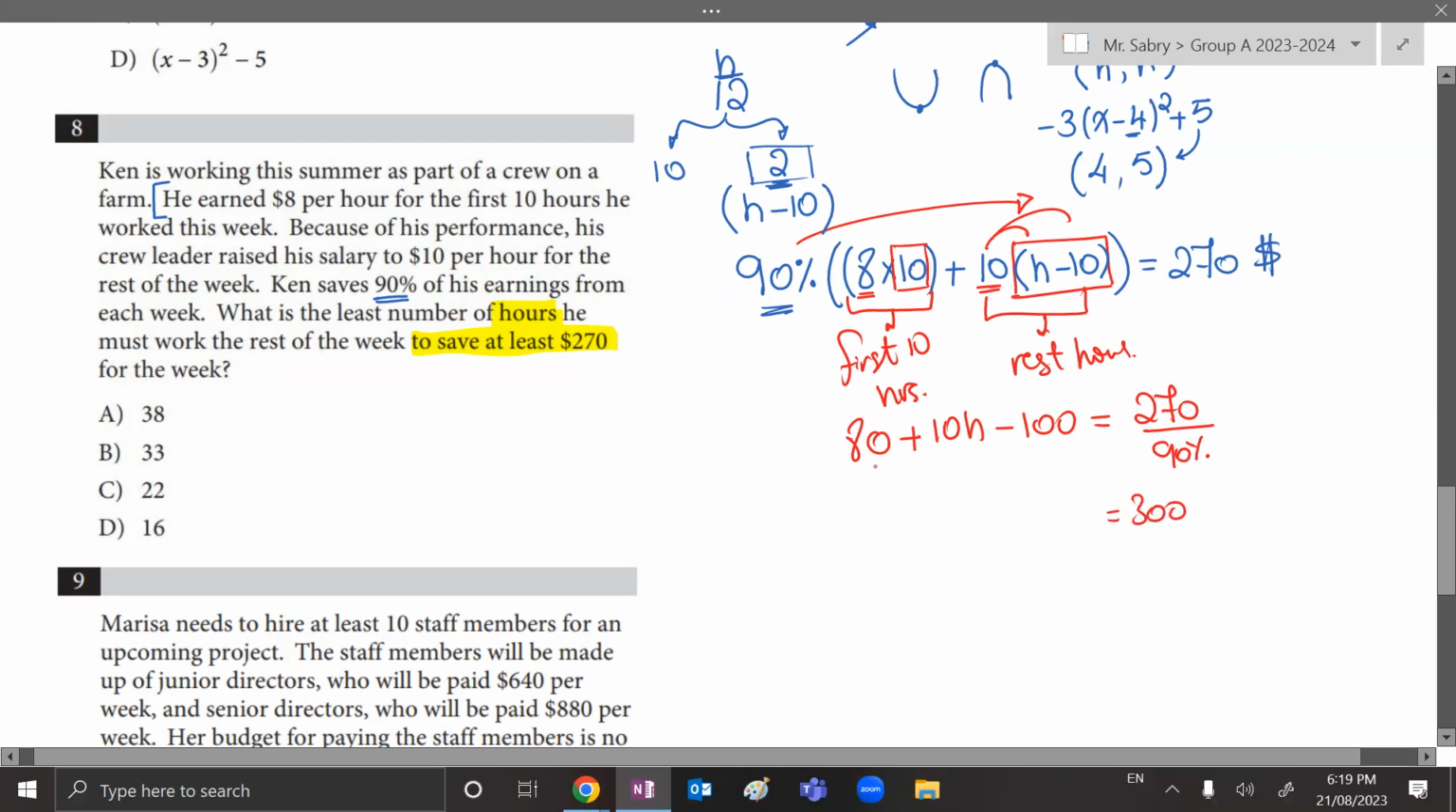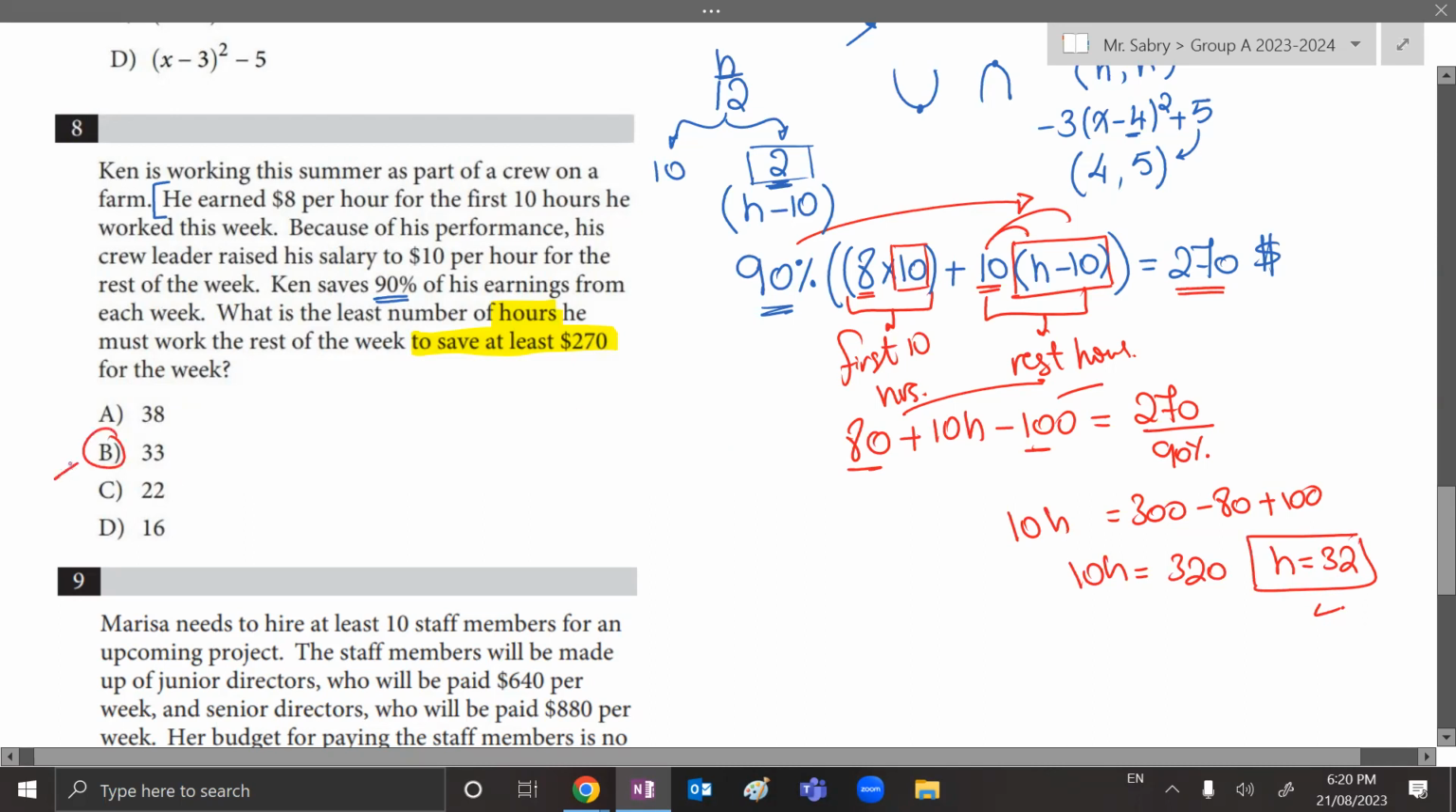I'll move the 80 and the negative 100 to the other side. So I'll have here minus 80 and plus 100, all of this equals 10h. Then 10h equals 300 minus 80 plus 100, which is 320. I'll move 10 to the other side. That's 32 hours. So if he worked for 32 hours, he'll save exactly $270. He needs to work at least 33 hours to save at least $270. Does that make sense?